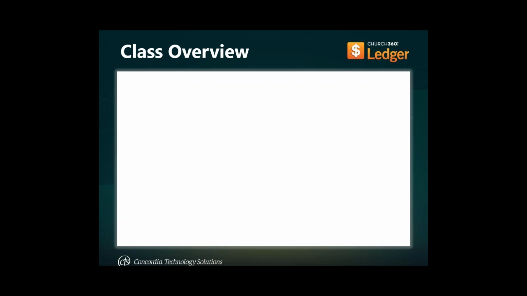The webinar is broken into three sections. First, we'll go through the class overview, discussing the items that we want to cover during the webinar. Then we'll jump into the program and show you each one of those features. Then we'll have a question and answer session at the end where you can ask the questions that you have over the material.